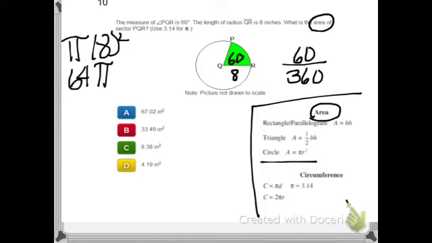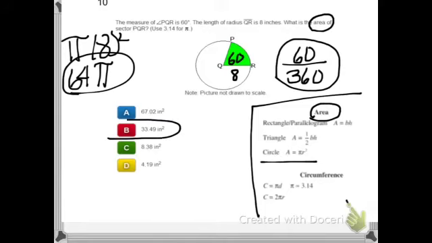360. So now I have to take my calculator and multiply the area of the circle times the shaded part. So I would multiply 64 pi times 60 over 360. And it helps to hit your SD button, and that gives you 33.49.